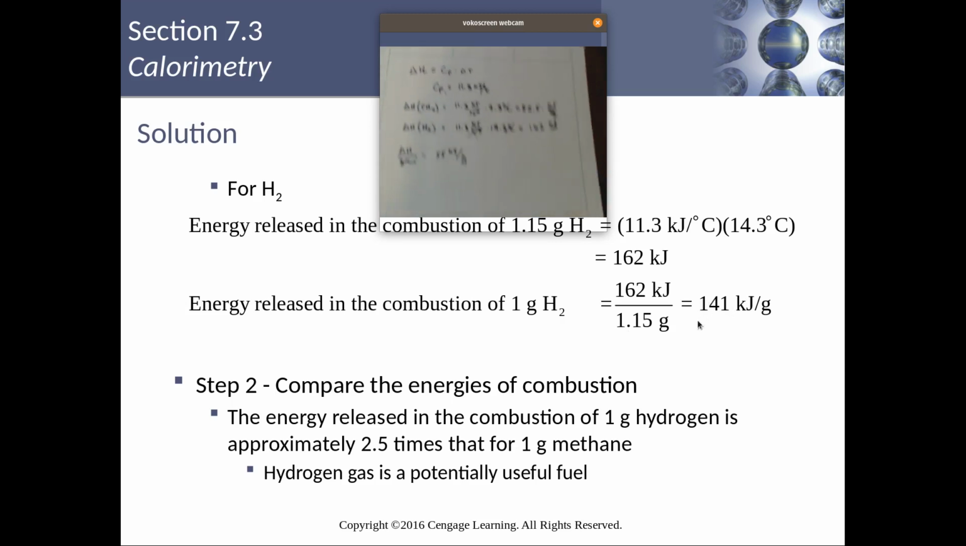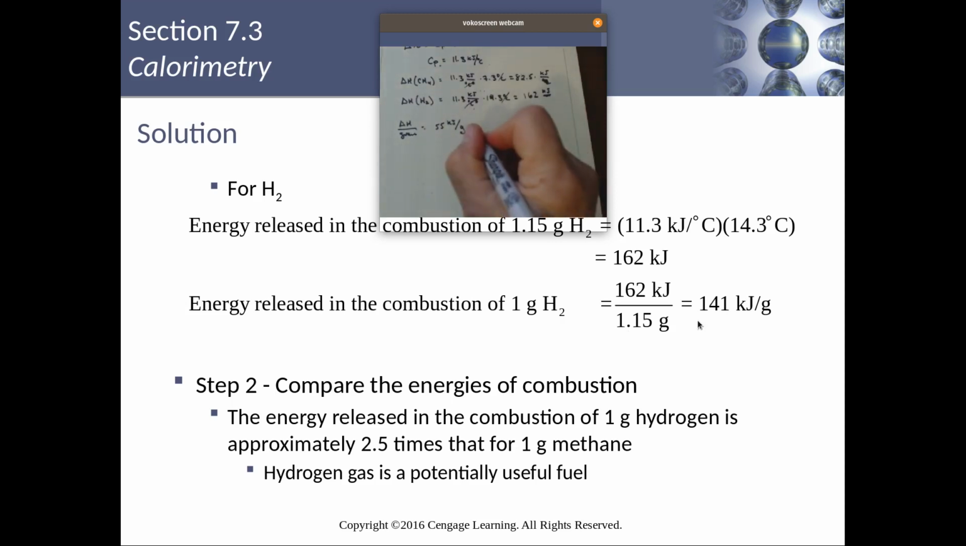So the heat of combustion of methane is 55 kilojoules per gram, whereas the heat of combustion of hydrogen is 141 kilojoules per gram. So in other words, you're getting more energy out of burning hydrogen than you do out of burning methane. And so this is one of the motivations for the hydrogen economy, of carrying around compressed hydrogen and burning compressed hydrogen.